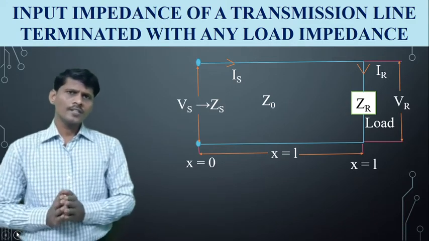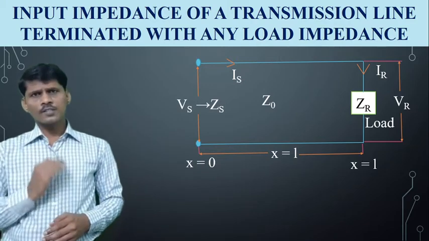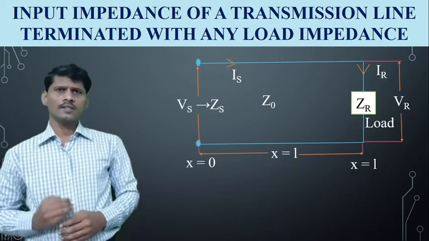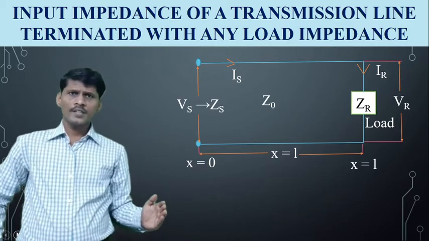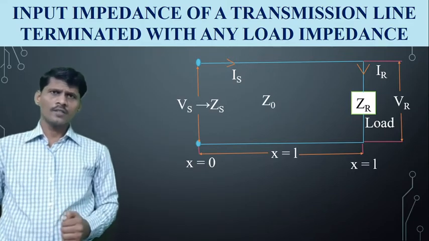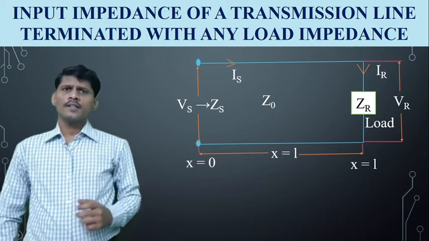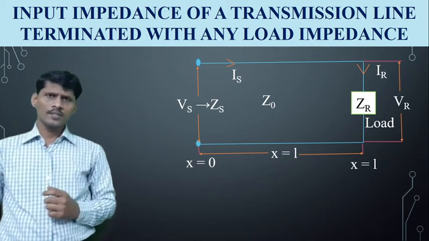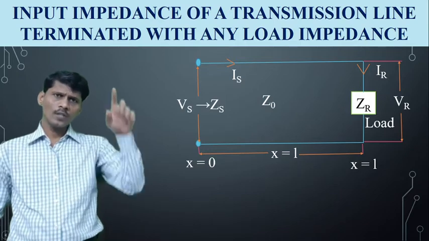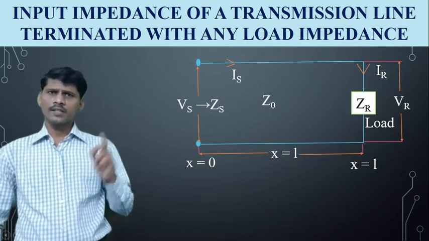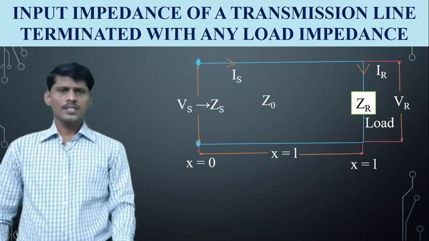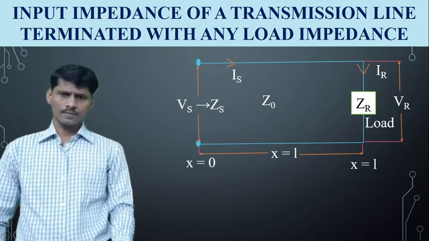The condition at the input end terminals is at x equals 0, the voltage is Vs and the current is Is. The condition at the receiving end or load end terminals is at x equals L, where L is the length of the transmission line: the voltage is VR and the current is IR.